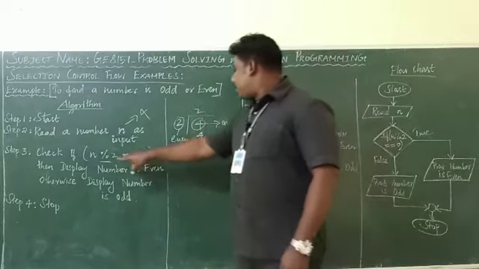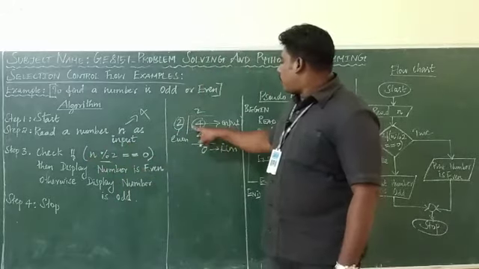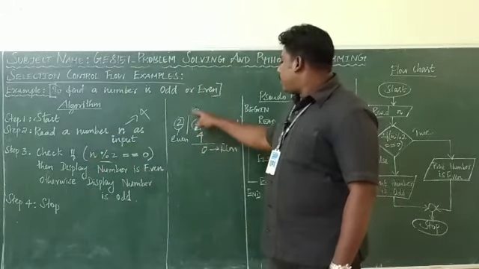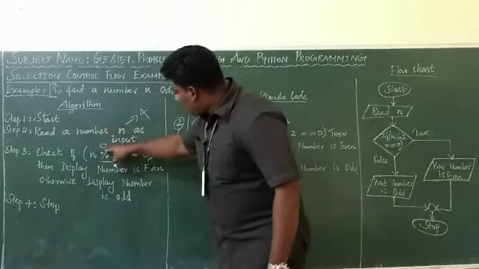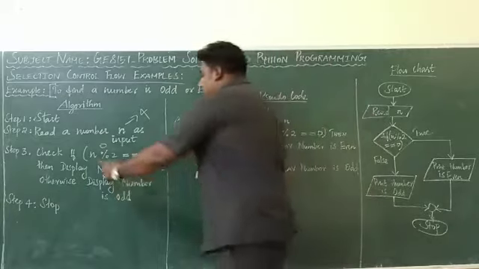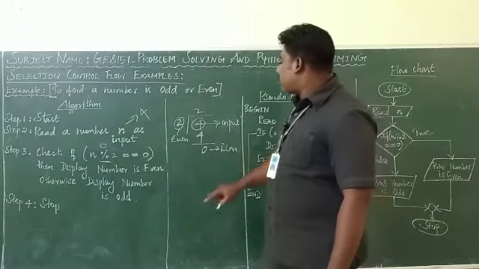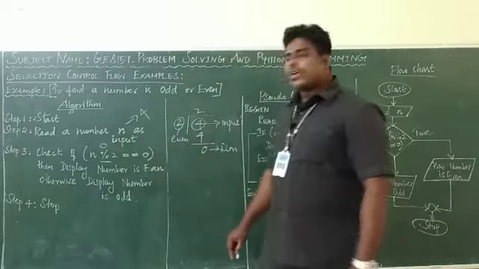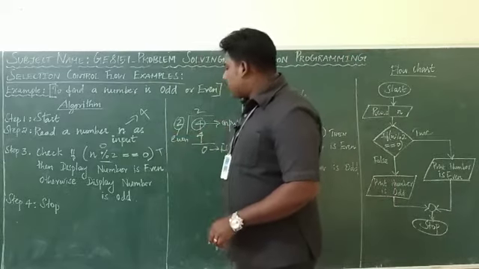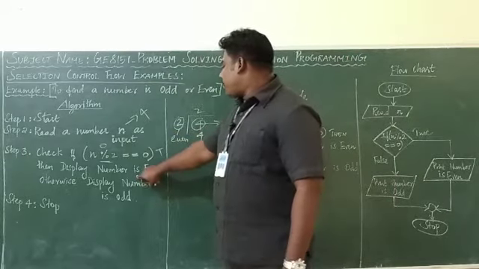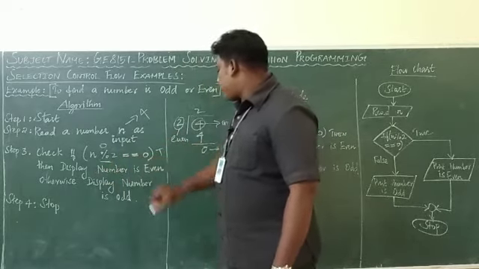For example, what is n % 2? That is 4 divided by 2. What answer did you get? 0, right? So 0 equal to 0. Condition true or false? The condition is true. Once this condition is true, what will happen? It will display that the number is even.